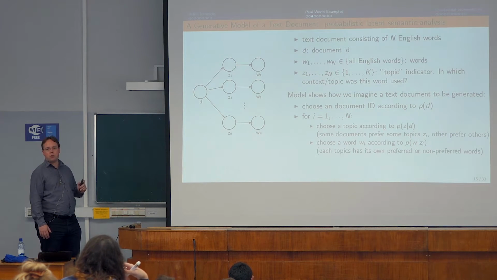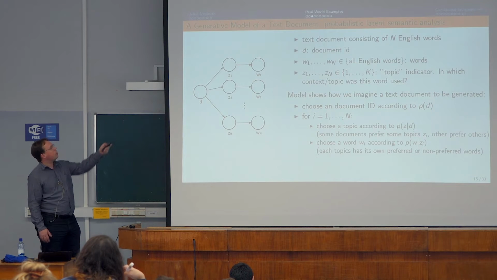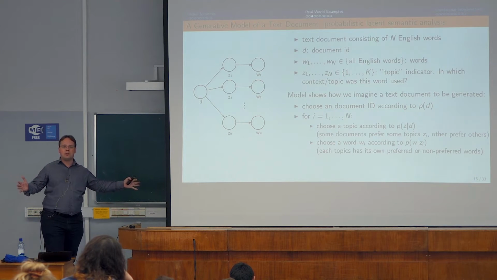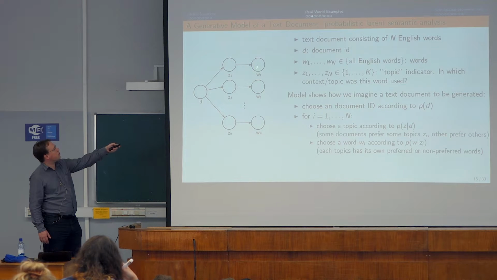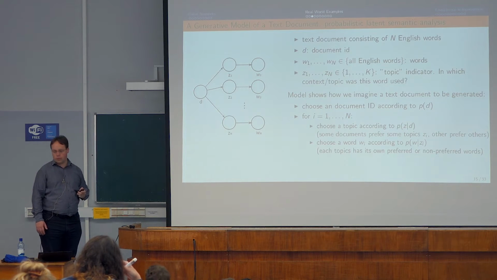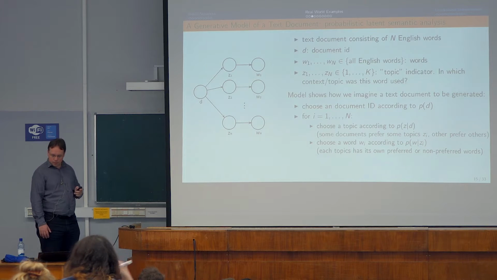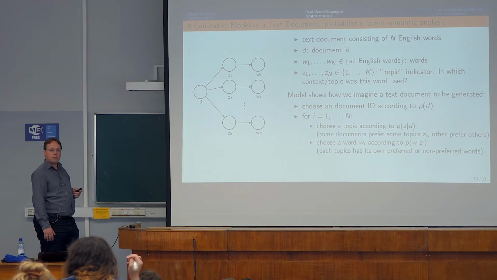There's no connection between the words. It's this graph. So if you write it as a giant probability, it will be a product over the probability of the d. The z's have a product of z given d, and a product of each word conditioned on the corresponding variable of the topic. Yes. Is it true that each topic has several words or only one?